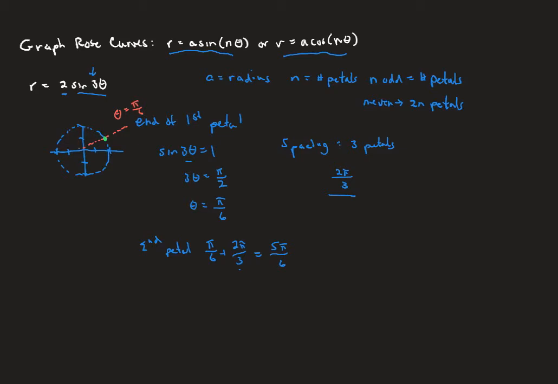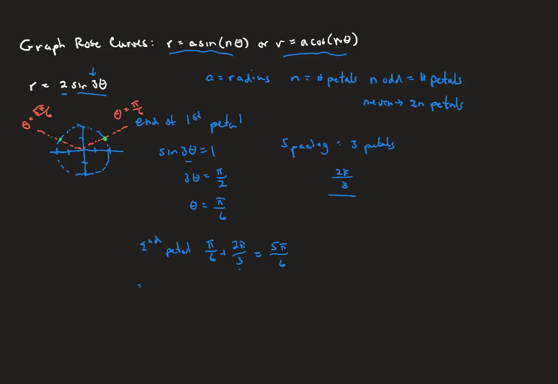So I'm going to go to 5 pi over 6. That's going to be somewhere about right there. So when theta is 5 pi over 6, sine 3 theta will be equal to 1 again, and we're going to be as far away from the pole or the origin as we can get.